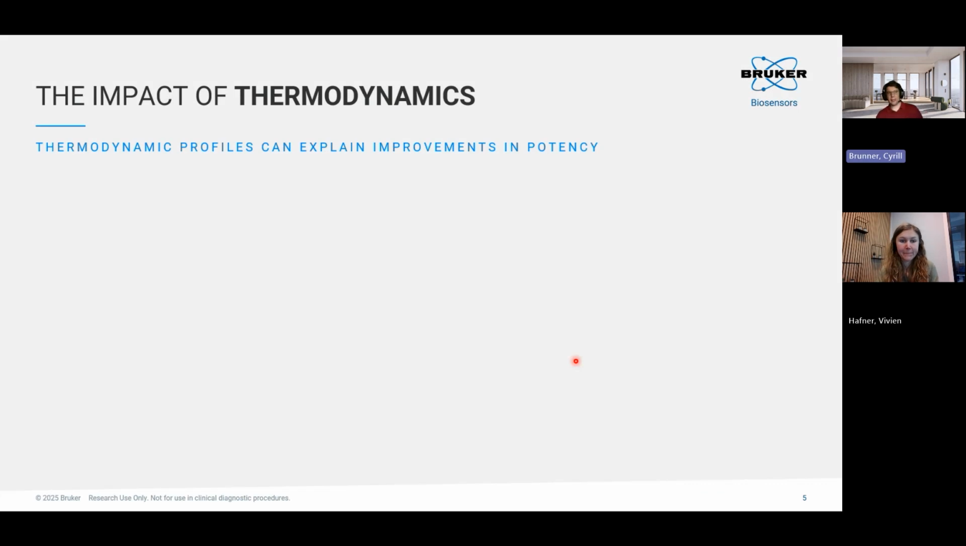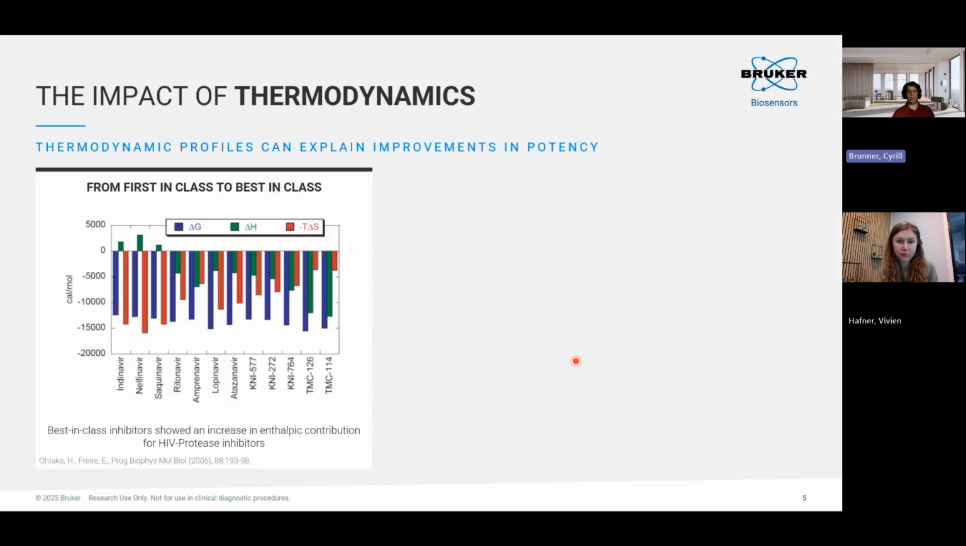I'll first tell you a bit about why thermodynamics is actually relevant. Where can you use it? What does it give you in addition to other assays? Why don't we do everything with an IC50 or a KD alone? The first two examples go in the same direction.